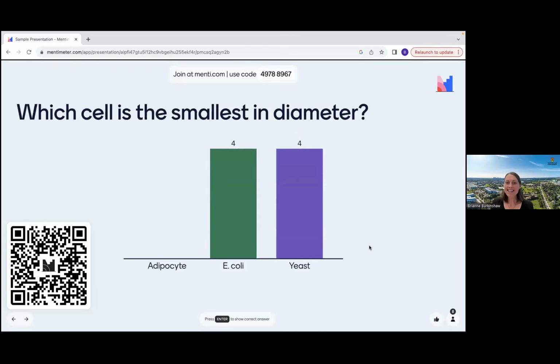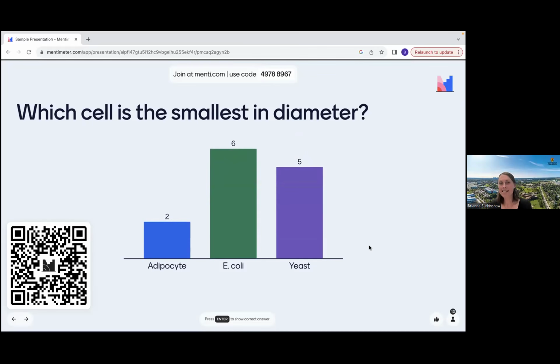Oh, so far we're split. Nobody thinks one for adipocyte. Any other guesses? Oh, okay, E. coli is winning. Another one for adipocyte.